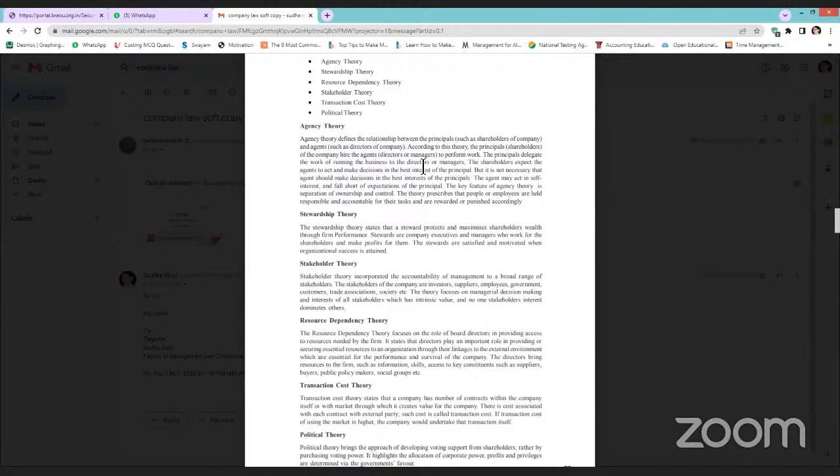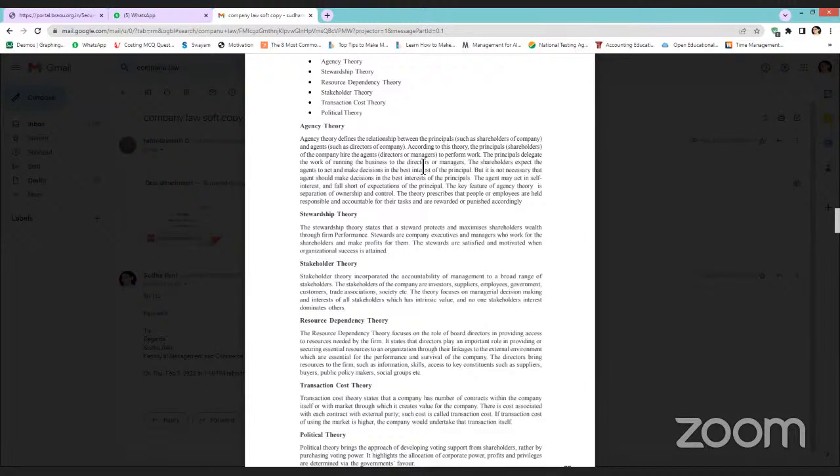As per the theory, whatever authorities or rights the shareholders delegate to these agents to perform certain works, these agents are expected to perform and act while taking decisions in the interest of the company, that is, the principals. It doesn't mean they cannot take decisions beyond that, but mostly they are expected to take decisions in the interest of the principal. And the agent may act in self-interest and fall short of the expectations of the principal. So that is the key feature of agency theory.